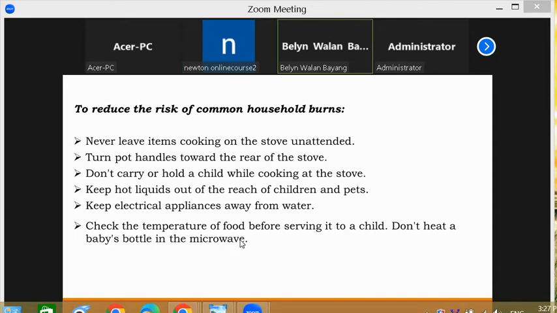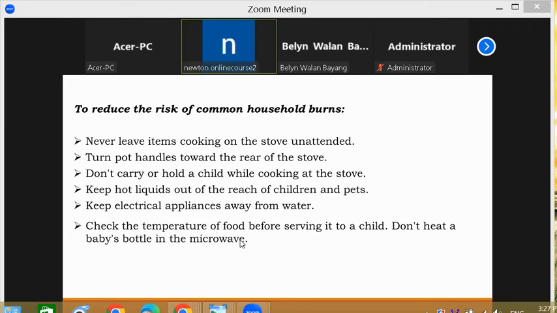Yes, ma'am. So only we can prevent some household burns. If you are working in any office or something like that, we cannot do it. Only in our home can we control burns. So how can we do it?